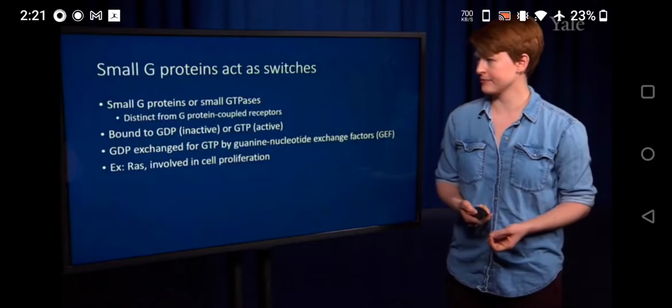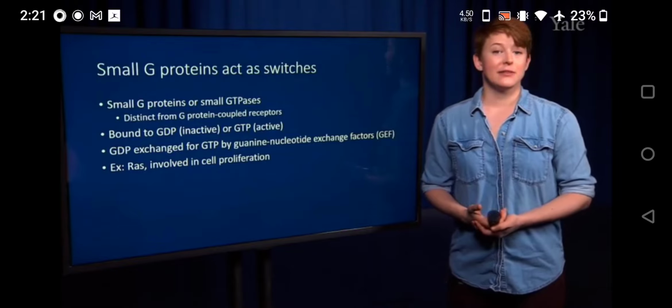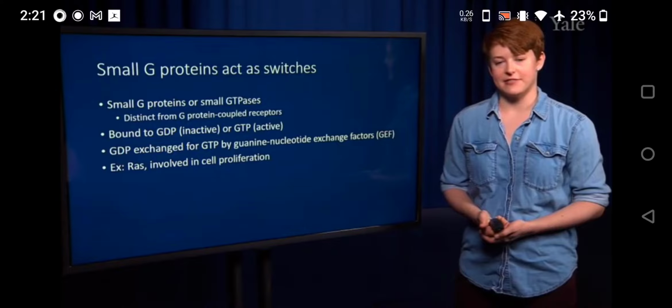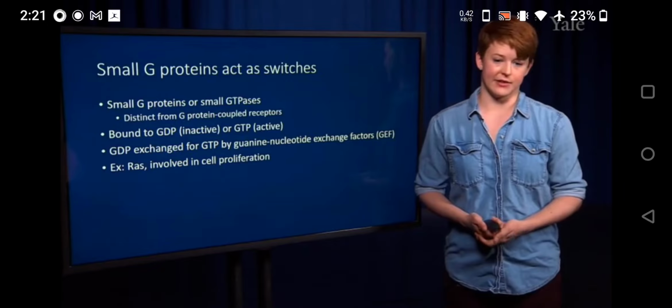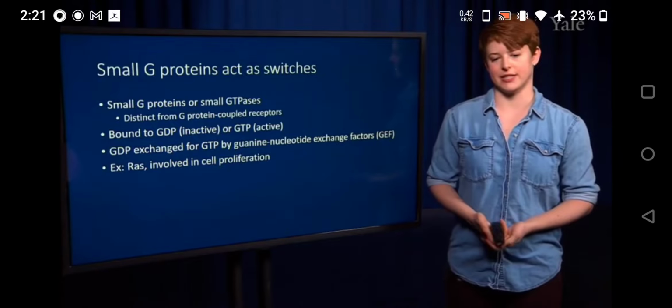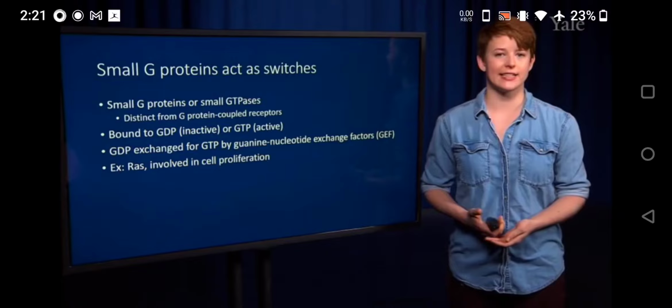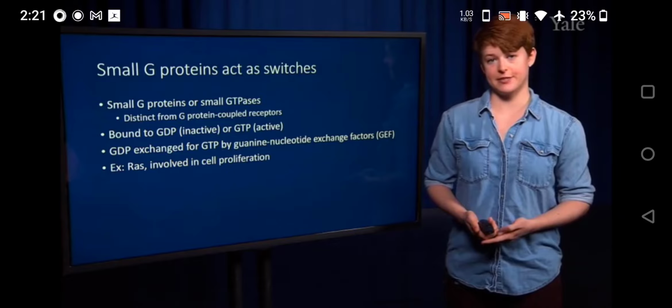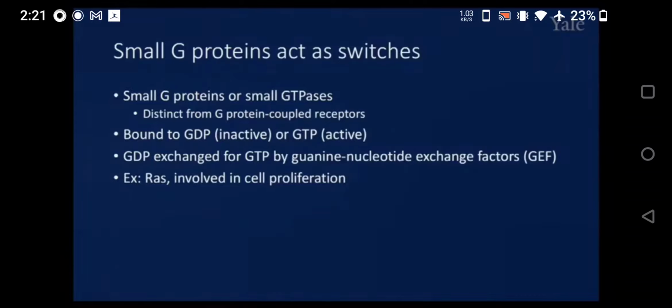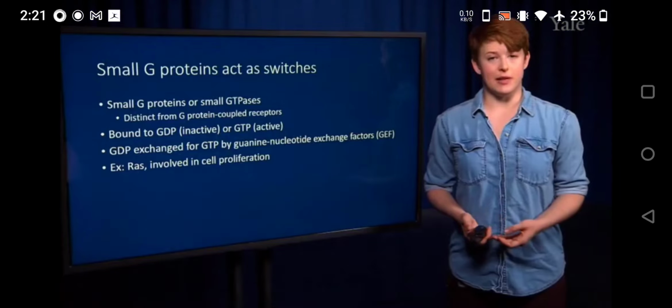So another component that's often found in these signaling pathways are small G proteins. These act essentially as molecular switches. And you might have heard of G protein coupled receptors. These GTPases are distinct from G protein coupled receptors. They're typically small proteins that act as switches.